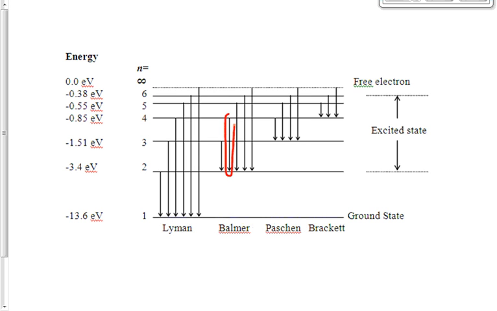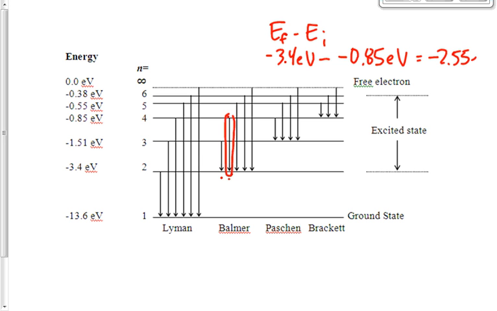Okay, first line, second line of the Balmer series. If you want to find the energy that's released or emitted in the second line of the Balmer series, don't make it harder than it has to be. The final energy here is negative 3.4 electron volts. The initial energy is negative 0.85 electron volts. Negative 3.4 minus negative 0.85 gives me negative 2.55 electron volts.